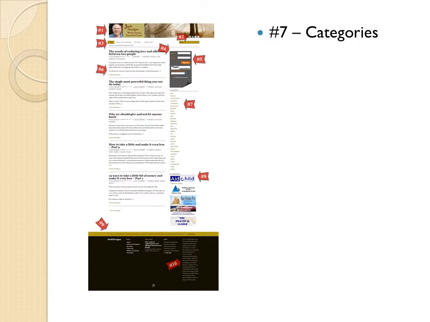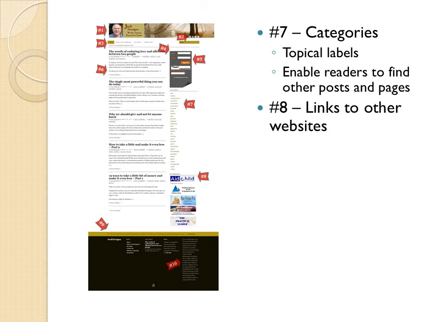And number 7 are categories. I have that over here in the sidebar, where I have assigned, when you write a blog post, you can create and then assign categories. These are topical references, so that if you're writing on certain subjects, then people can go to that and they can go down and say, well, I'm interested in a certain subject, and they can click on that, and every article that you've written for which you have assigned that category will show up. They're topical labels, and they help readers find things that are interesting to them.